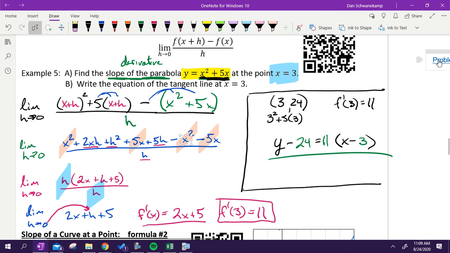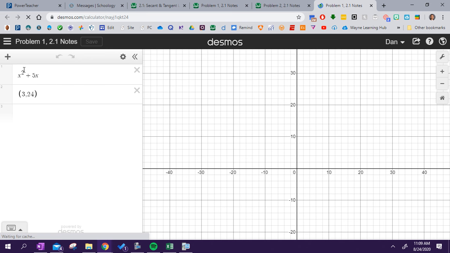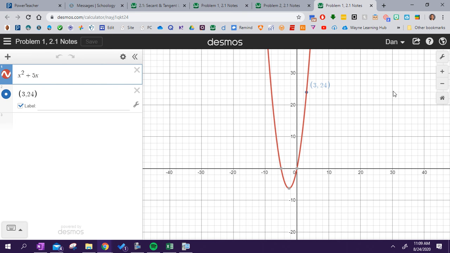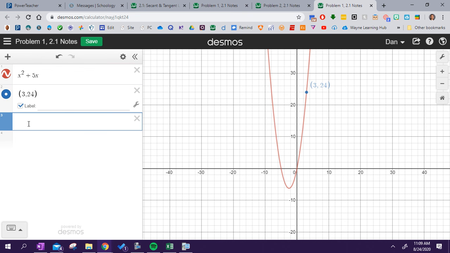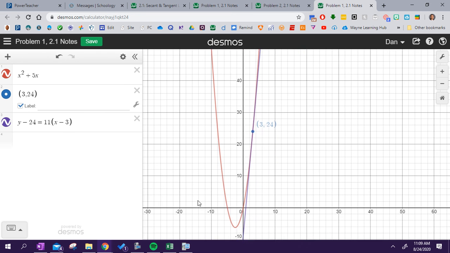Okay, let me show you what that does. So all of that worked, but it gave me this right here. We had this equation, x squared plus 5x. It gives me that graph. If I write in that equation I just got, it was y minus 24 equals 11 times x minus 3. It always goes to the wrong color. Let me change that color. Yeah, that's the equation of the tangent line.